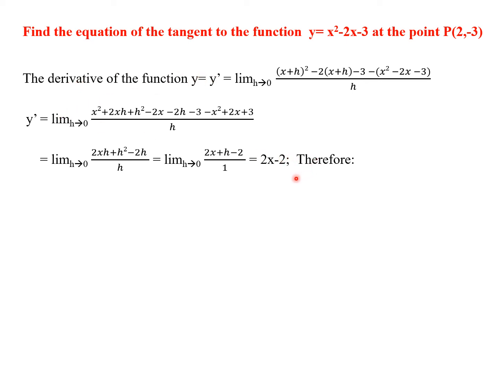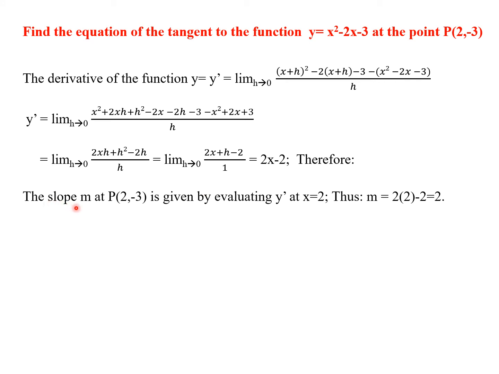Therefore, the slope m at P of 2 comma negative 3 is given by evaluating the derivative at x equals 2, and that will lead us to m eventually equal to 2.